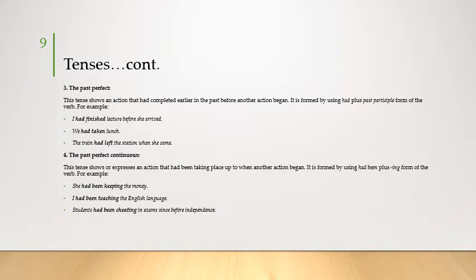Now we also have past perfect continuous. This tense expresses an action that had been taking place up to when another action began. It is formed by using had been plus the ing form of the verb. For example, she had been keeping the money, past perfect continuous. I had been teaching the English language, past perfect continuous.